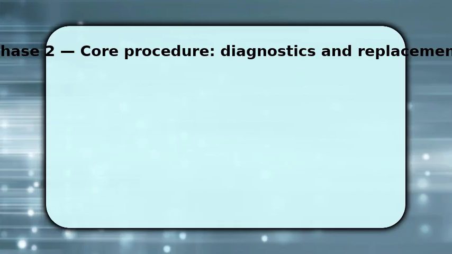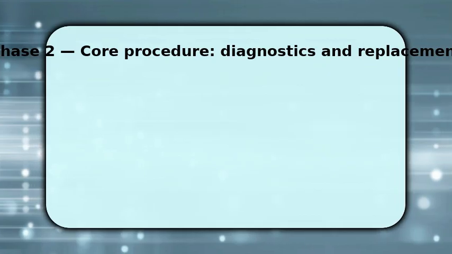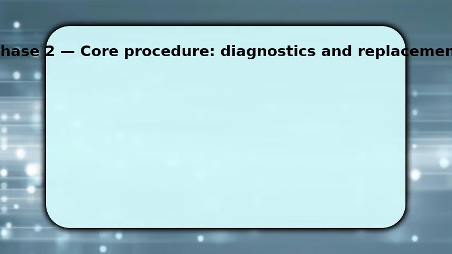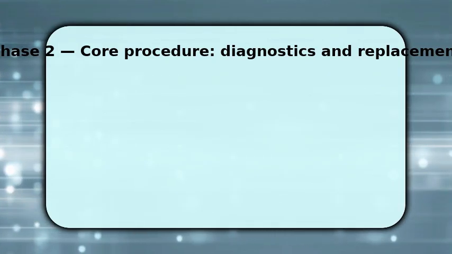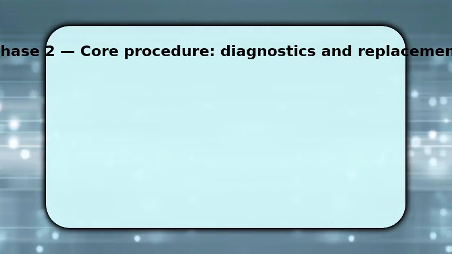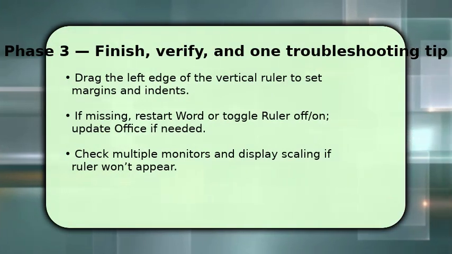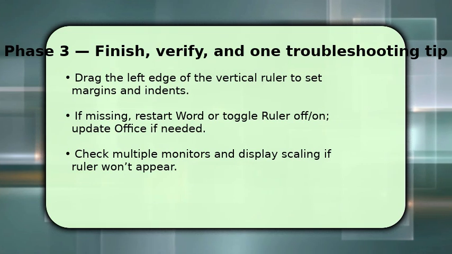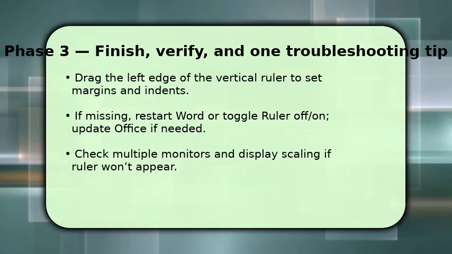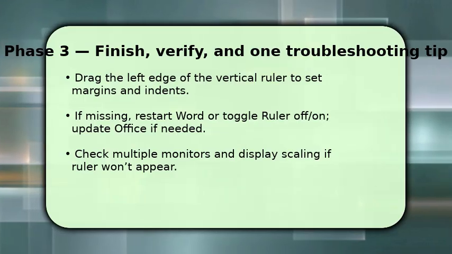Word immediately attempts to render the ruler on the left side of the page. If the ruler still doesn't appear, make sure you're truly in Print Layout and not Draft or Outline. Also confirm your zoom level is reasonable, so that you finally use the vertical ruler. Click and drag its margin and indent markers to set top and bottom spacing precisely. This gives you fine control for headers, footers, and vertical alignment. It's faster than dialog boxes.